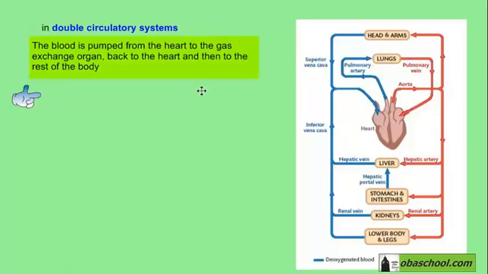So you can see why we call it a double circulatory system. We have two types of circulation, one circulation between the heart and the lungs, and one circulation between the heart and the body.